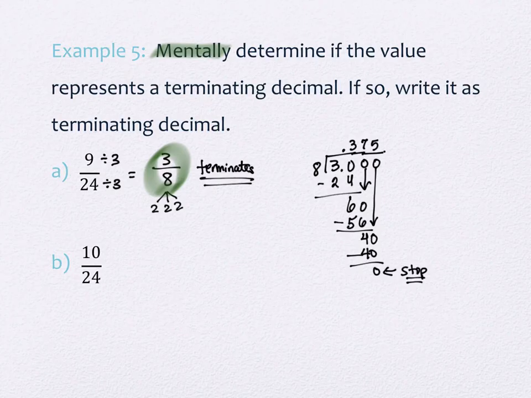Okay, next one, 10 over 24. What do I have to do first? Simplify. What will they both divide by?